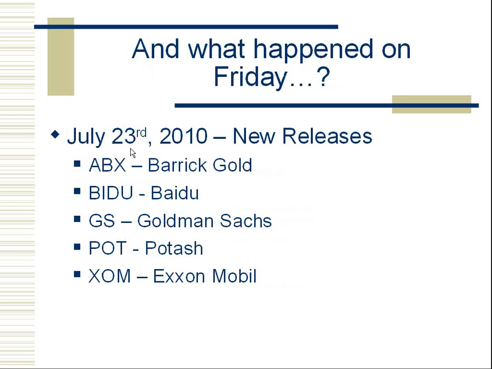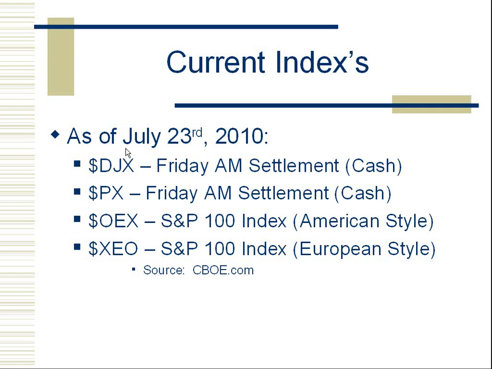Last week, Thursday evening, right before Friday open, new weekly options were released on these 5 stocks: Barrick Gold, Baidu, Goldman Sachs, Potash, and ExxonMobil. So now we have a total of 12 stocks, 12 common stocks that have weekly options. Now, if you went through the simple math, you just noticed that I actually just reviewed 13 stocks. Well, why is that? Well, right now the current indexes that have weekly options are the Dow Jones and the SPX. Nope, forgot an S in there.